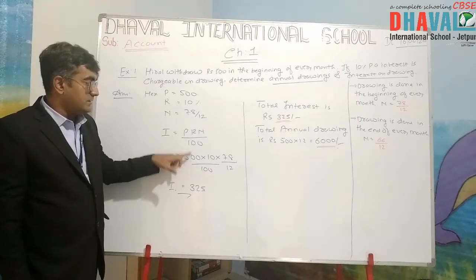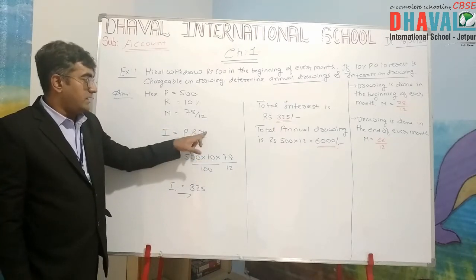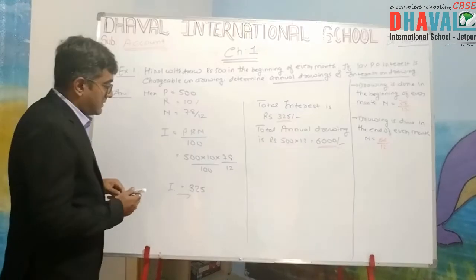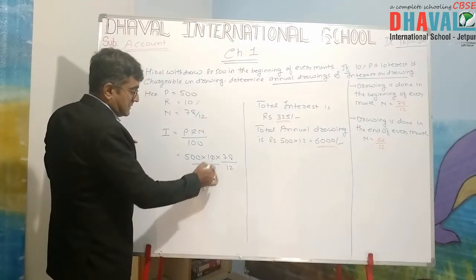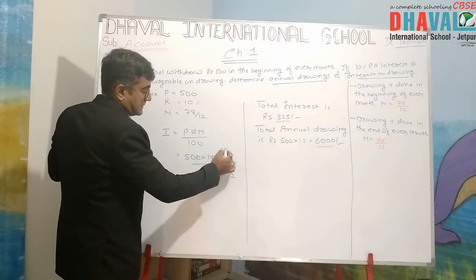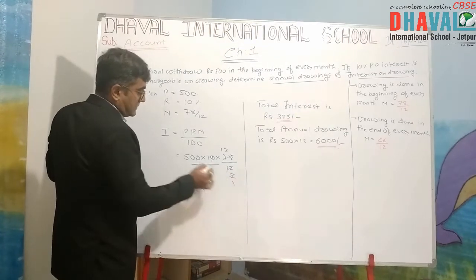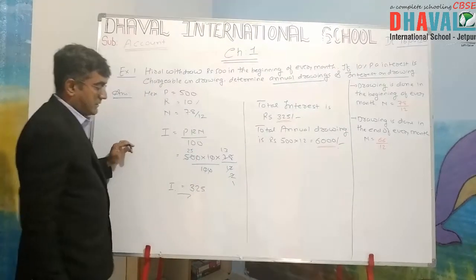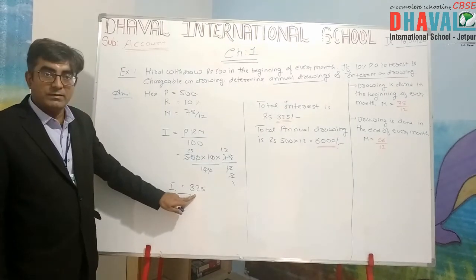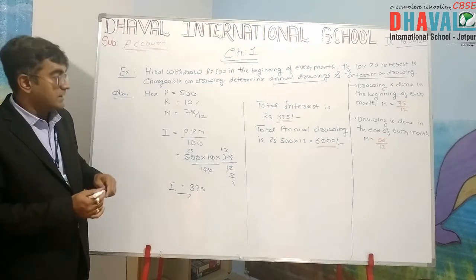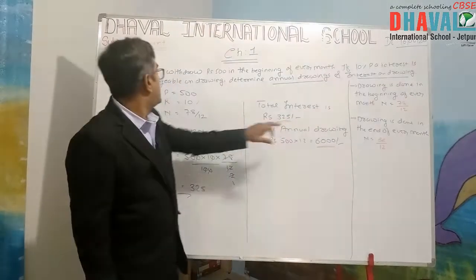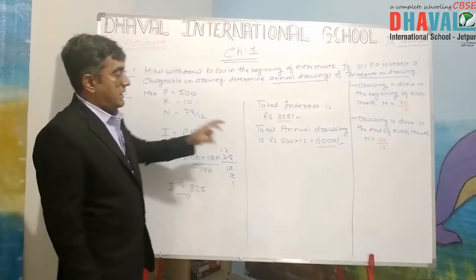P is 500 rupees, R is 10%, N is 78 by 12, upon 100. Now we cancel the terms. 0, 0 cancel. 6 2s are 12, 6 1s are 6, 6 3s are 18, again 2 1s are 2 and 2 25s are 50. Then you multiply 25 into 13, you get the answer 325. This is the interest.